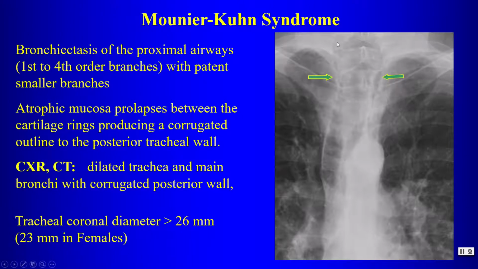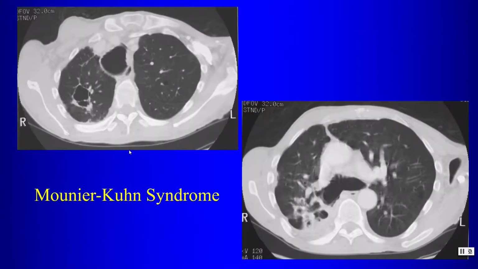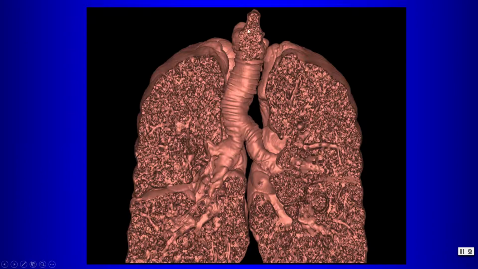So with Mounier-Kuhn syndrome, you will have a dilated trachea, and that corrugated appearance is produced by the mucosa prolapsing between the cartilaginous rings. There are some numbers here: coronal diameter greater than 26 millimeters in a male or 23 millimeters in a female, although you can usually eyeball it and tell that the trachea is too dilated. So Mounier-Kuhn syndrome, dilated trachea, dilated mainstem bronchi, that corrugated appearance to the trachea, very characteristic. Here's a volume rendered view showing you a nice example of Mounier-Kuhn syndrome.